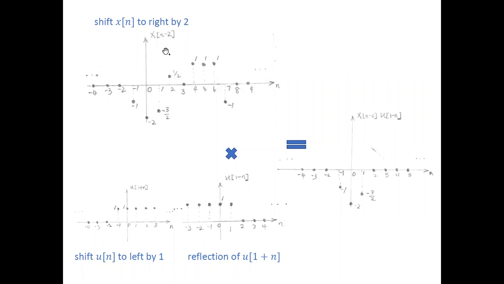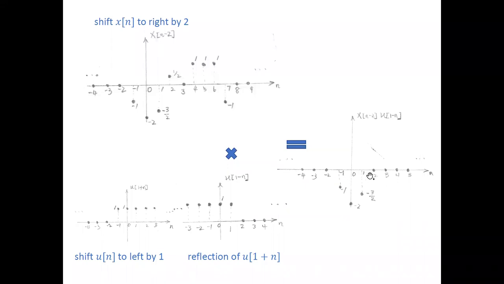Now x[n-2] is the time shift of x[n] to the right by 2 units, which should be a procedure that you are very familiar with. We have x[n-2] here, and we have u[1-n] here. For the multiplication of these two, for every n equal to 1 or less than 1, we just keep the value of x[n-2]. So x[n-2], starting from n equals 1 to the left, reads minus 3 divided by 2, minus 2, minus 1, 0, 0. So we just copy it down here: minus 3 divided by 2, minus 2, minus 1, 0, 0.